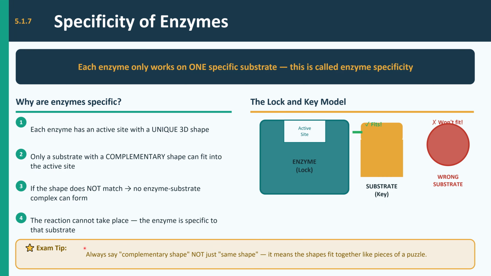Now I want to draw your attention to the exam tip at the bottom. This is a classic trap in IGCSE papers. Never say the substrate has the same shape as the active site. If they had the same shape, they would just be two flat surfaces bumping into each other. You must use the word complementary. Think of it like pieces of a puzzle. They aren't the same, but they are made specifically to fit together.